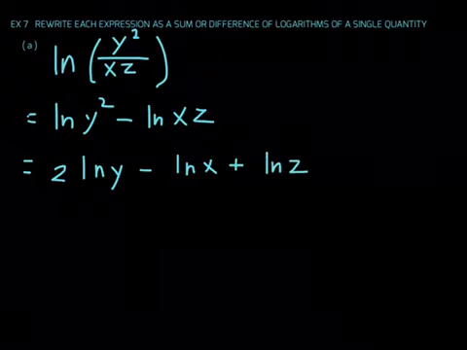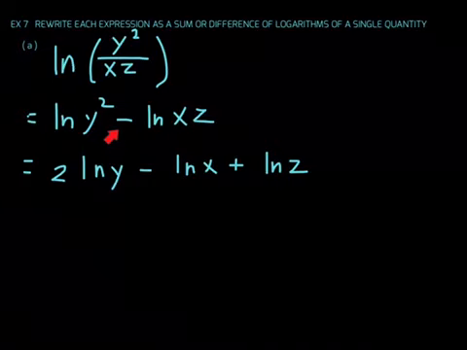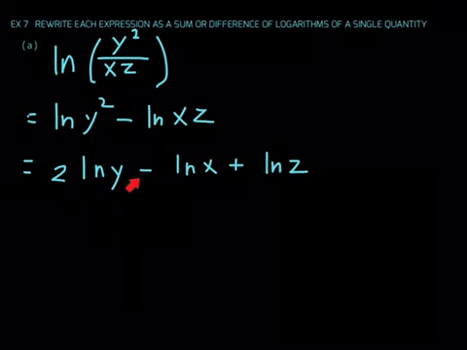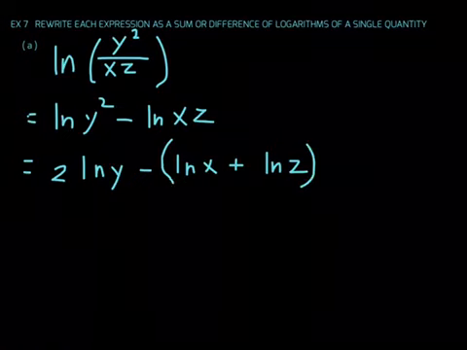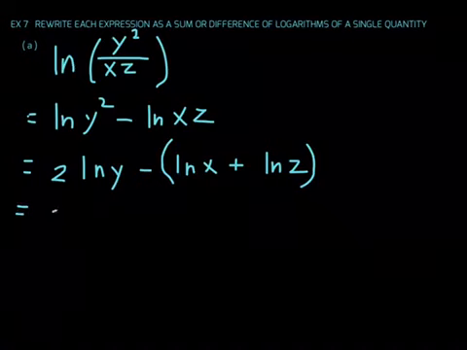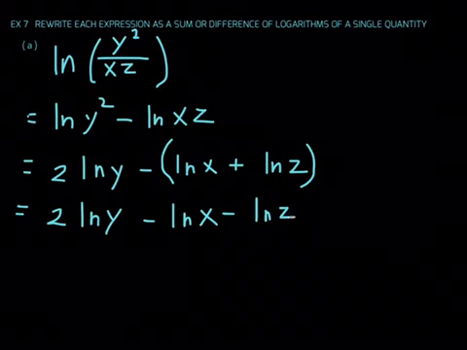Now, someone might think that we're done here, but actually there's a sign error on the board. Right here, this is minus all of that. So it has to be minus all of this. In other words, I'm trying to get you to use parentheses there. So really that subtraction sign has to be distributed. So your final answer is 2 times the natural log of y minus the natural log of x minus the natural log of z. Now we're done.